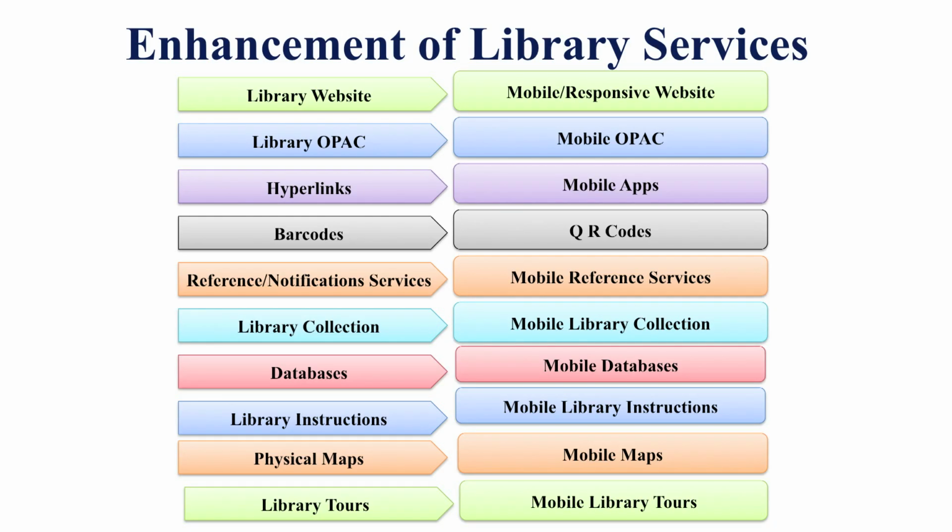Here are some of the enhancements of library services. For example, the library website has to be converted into a mobile library website or responsive website, library OPAC into mobile OPAC, hyperlinks into mobile apps, barcodes into QR codes, reference and notification services become mobile reference services, library collections become mobile library collections, databases are enhanced as mobile databases, library instructions become mobile library instructions, physical maps become mobile maps, library tools become mobile library tools, and mobile library applications open the door for libraries to many opportunities.